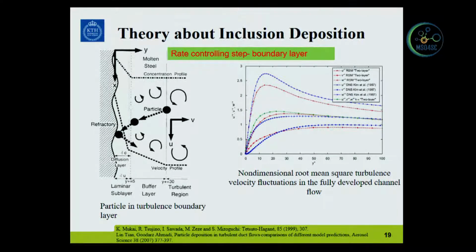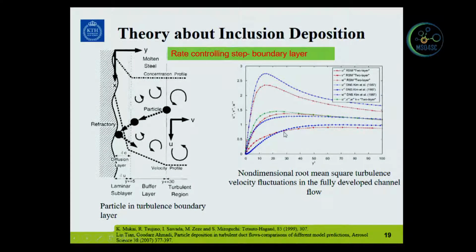Yeah, in order to describe the process, we need to think about the mechanism of inclusion transport to the wall. We can see here is the turbulent region, and going inside there are some layers, and finally there is a laminar layer. This inclusion transport process is closely related to the near-wall turbulence structure. So in order to describe the inclusion transport to the wall, we need a good resolution of the turbulence near the wall. So we need a very fine grid.